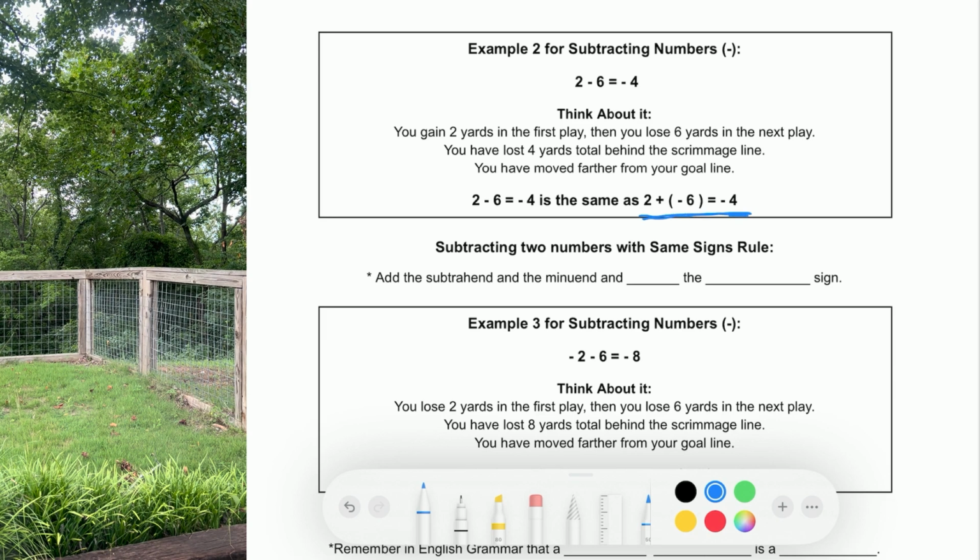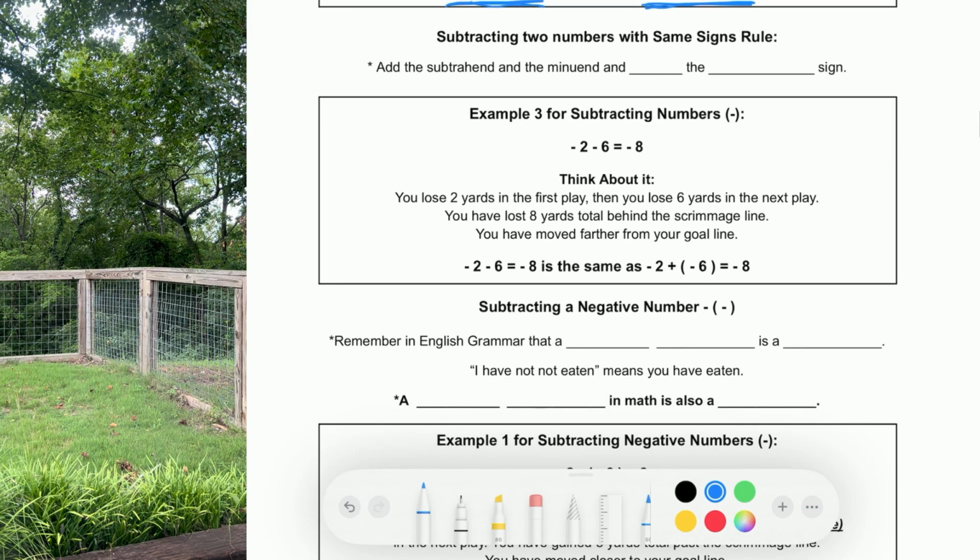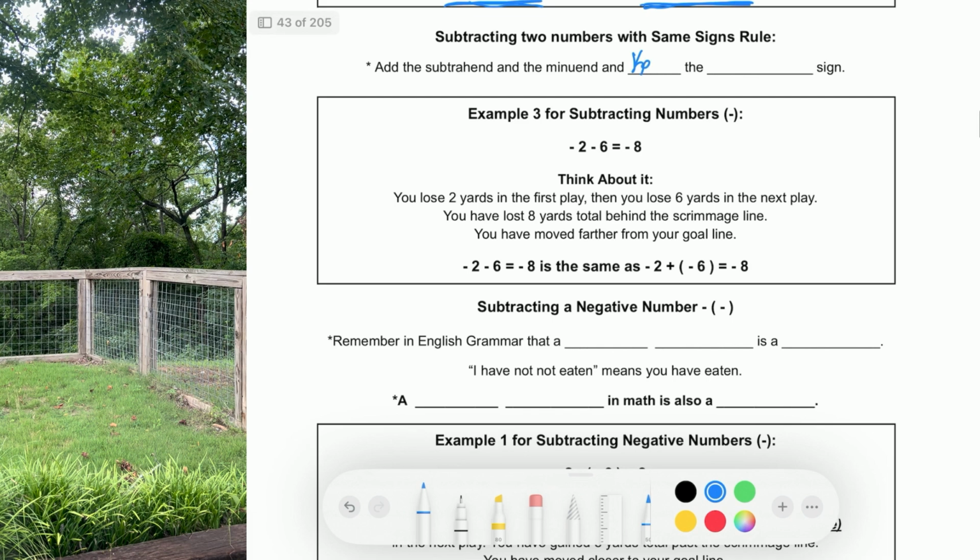Again, the rule for adding was you take the difference and keep the sign of the larger if they had different signs. So the difference between 6 and 2 is 4. The 6 is greater, so our answer is -4. That is the same as this problem right here. Well, what if we are subtracting two numbers with the same signs? Well, we're going to add those two numbers, the subtrahend and the minuend, and we're going to keep that sign. Keep the negative sign.